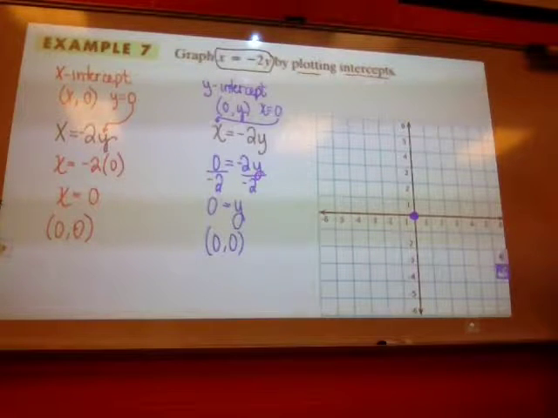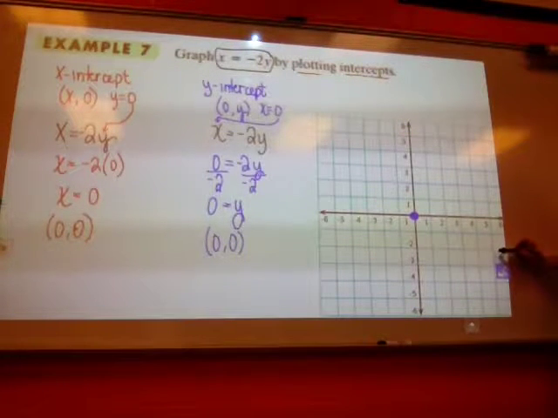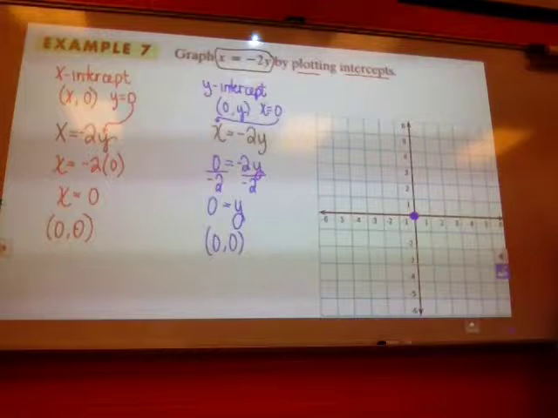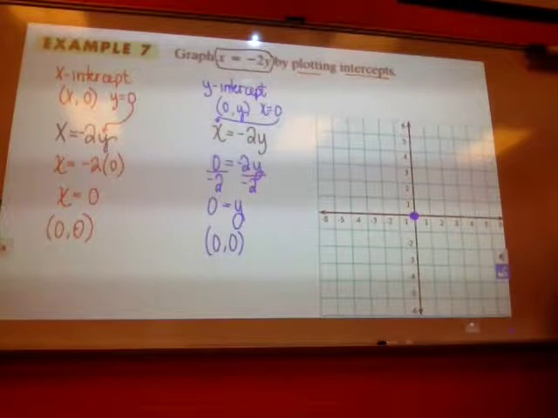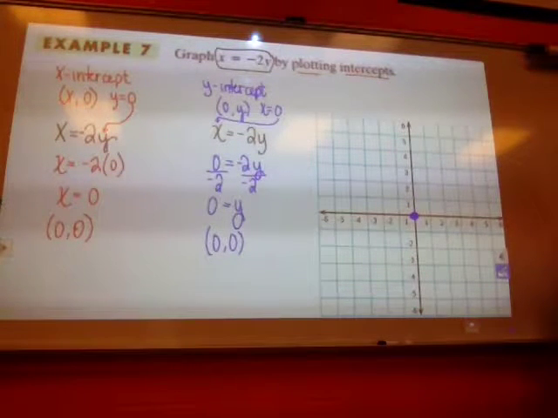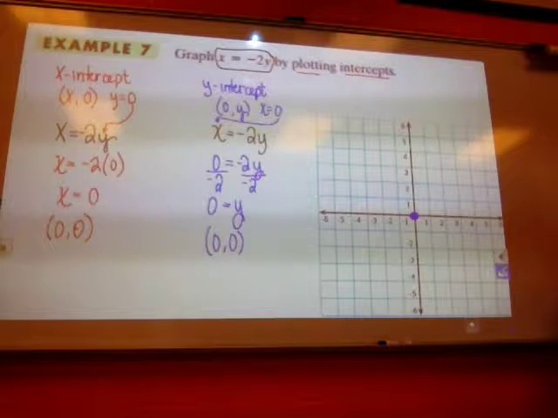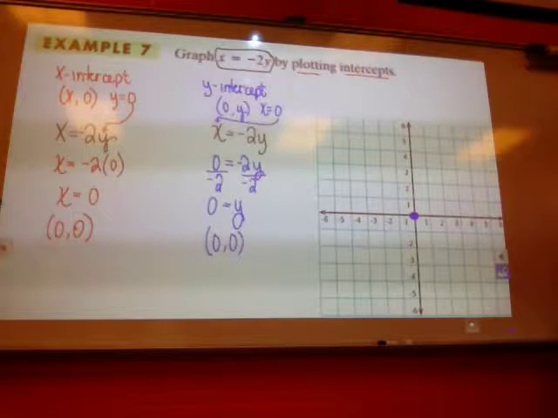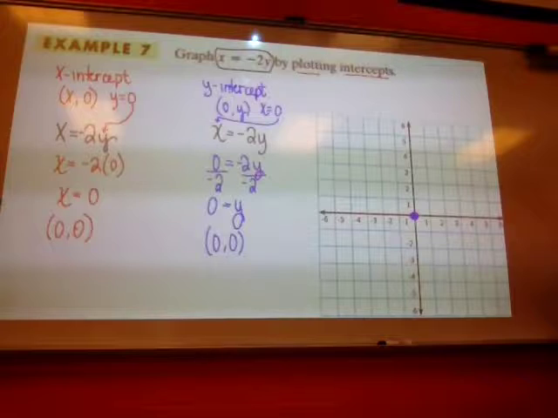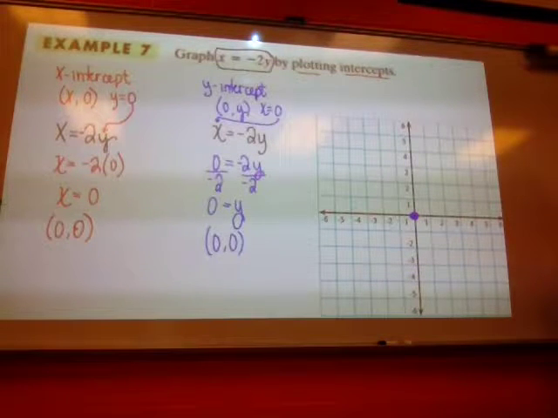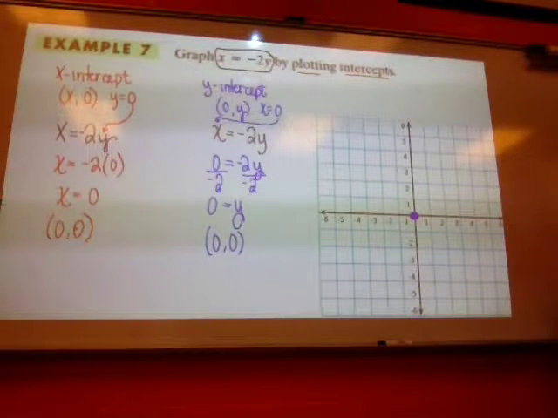And so now I've got a problem, because where are they? Right on top of each other. So now I have a problem. Everybody agree? I only have 1 point, and we can't graph a line with just 1 point. You got a good idea? Could be a bad idea too.